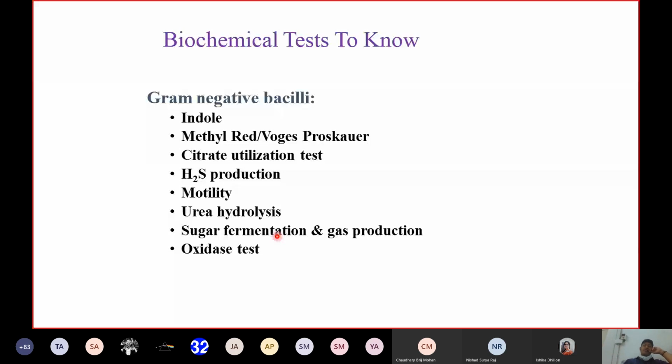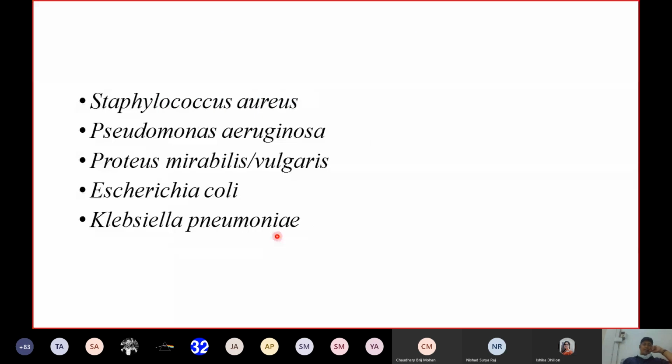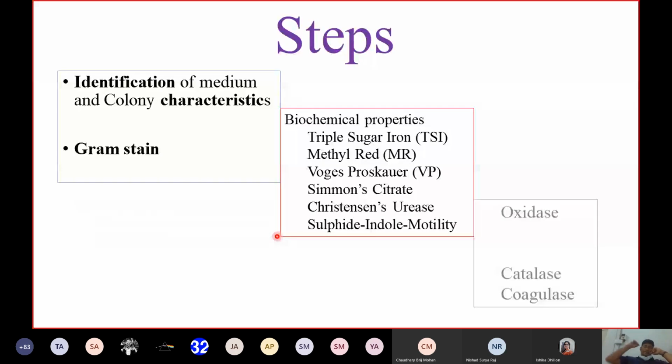Now, just for introduction, how these tests look, we'll just see the picture. We won't talk more on it. We just see the picture. These are different organisms that you will be seeing. We'll be talking about them. See here, these are the steps in how we identify the organism.